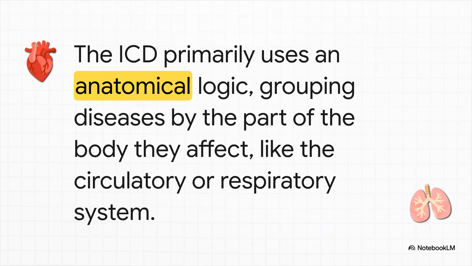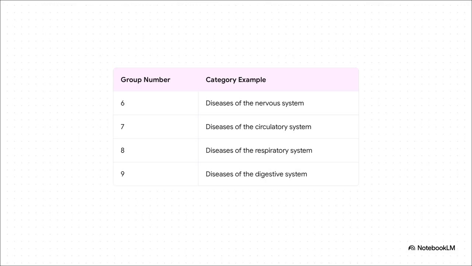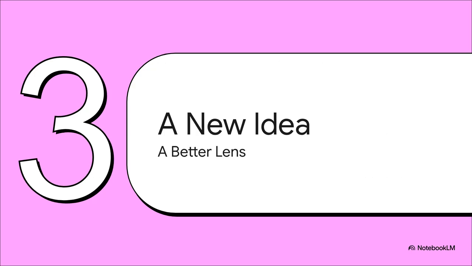Now, the key thing to understand about the ICD is its logic. It primarily organizes diseases based on where they are in the body, which organ is sick. And you can see that logic right here. You've got these groups for the nervous system, the circulatory system, the respiratory system, and so on. Now, this makes perfect sense if you're a doctor treating one patient. But if you're trying to understand how a pandemic ripped through an entire population, you're missing a huge piece of the puzzle: transmission. This system just doesn't care if a lung disease was spread through the air or from a contaminated water pump. And it's exactly that limitation that sparked a new idea.